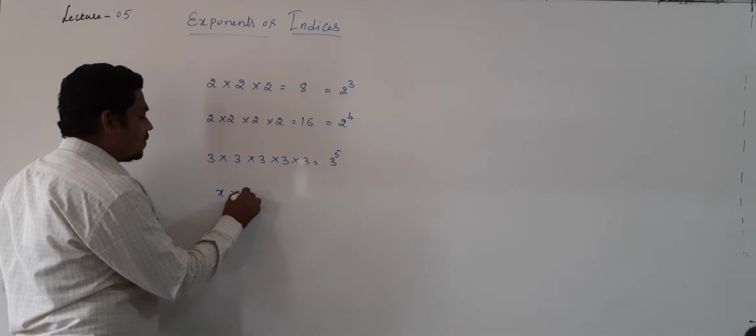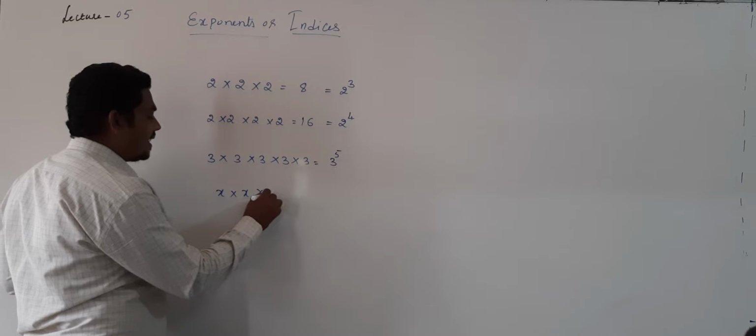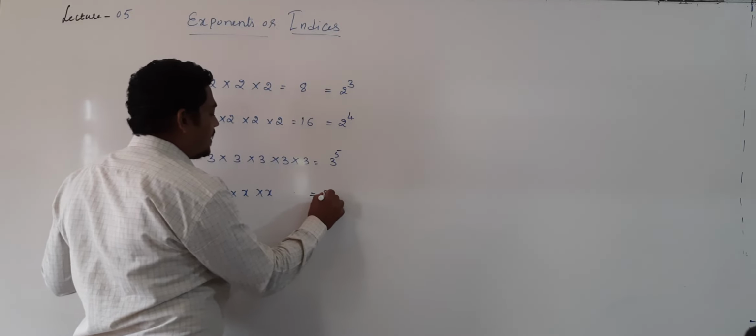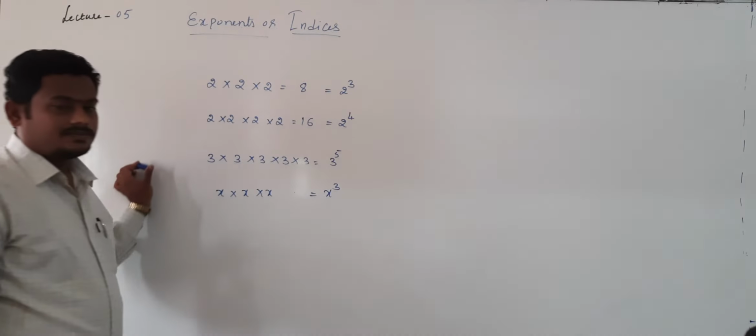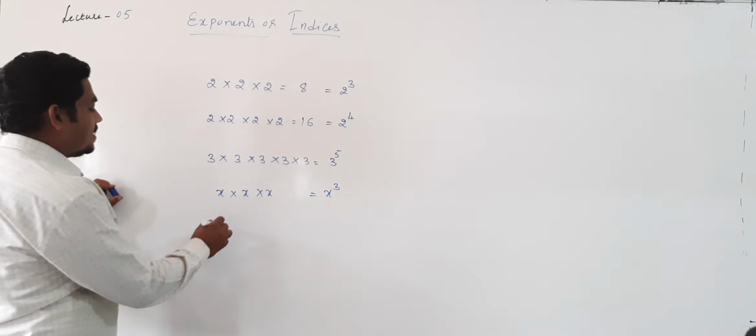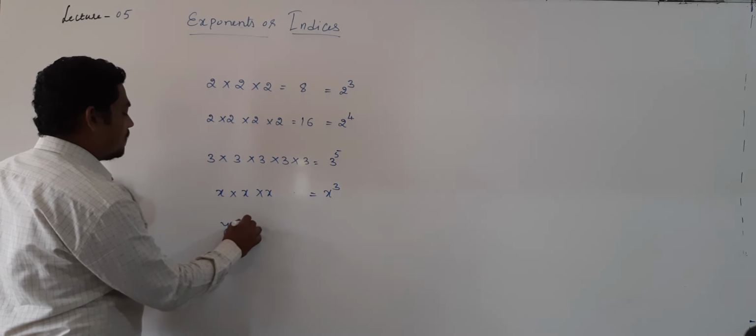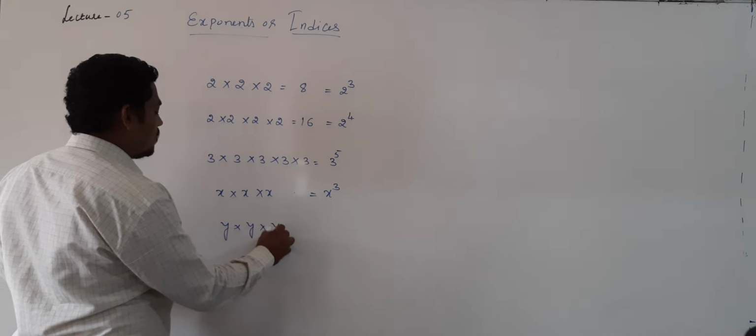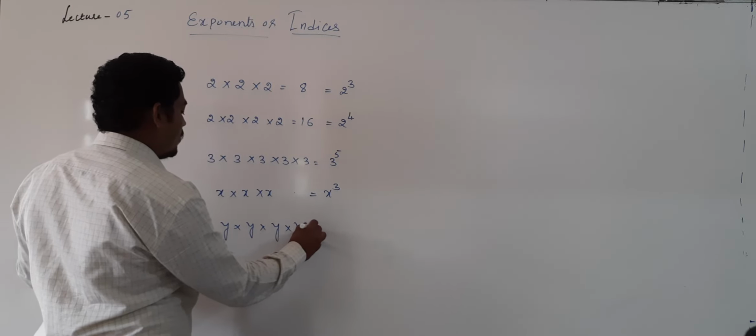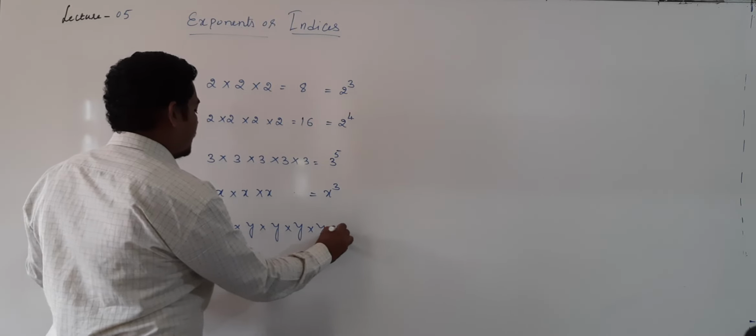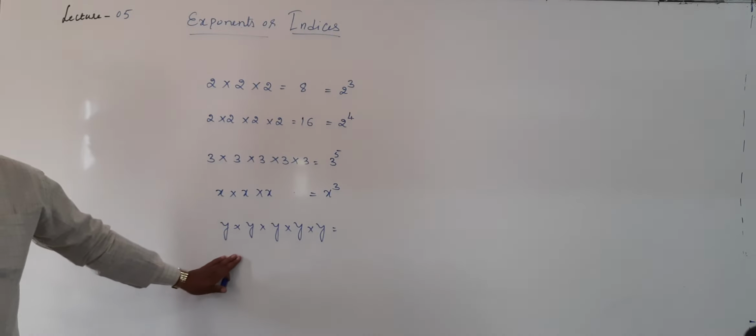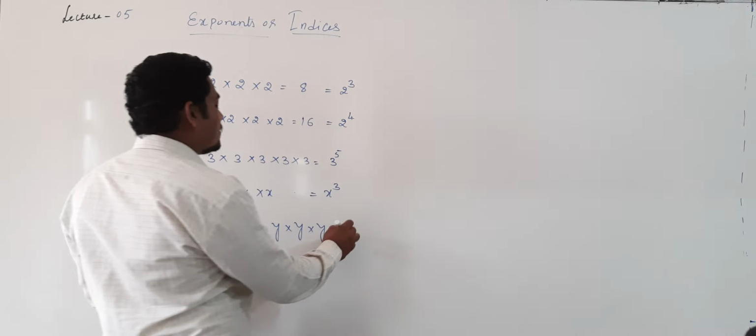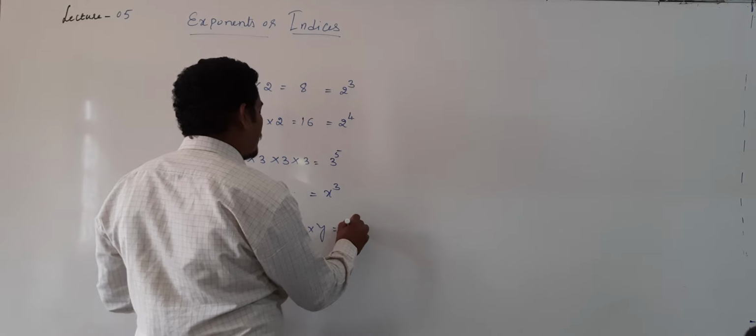And x into x into x will be x cube. And similarly, y into y into y into y into y, clearly y repeated 5 times, will be y power 5.